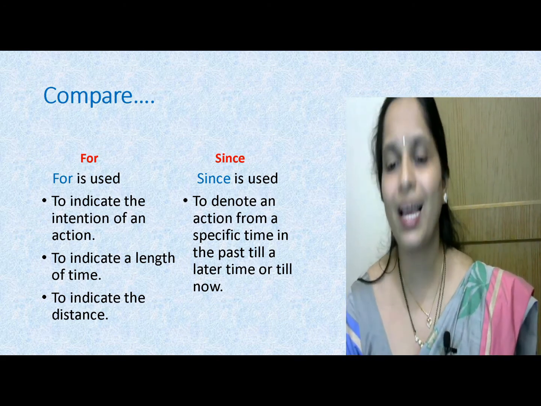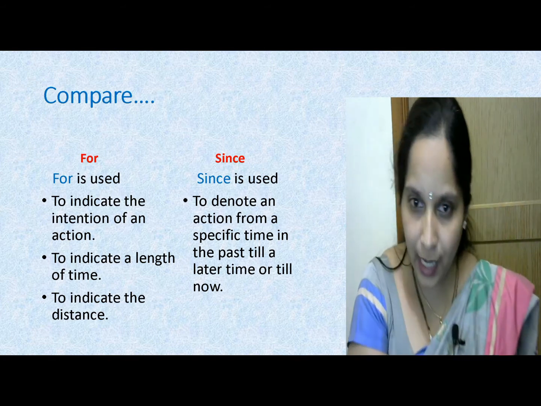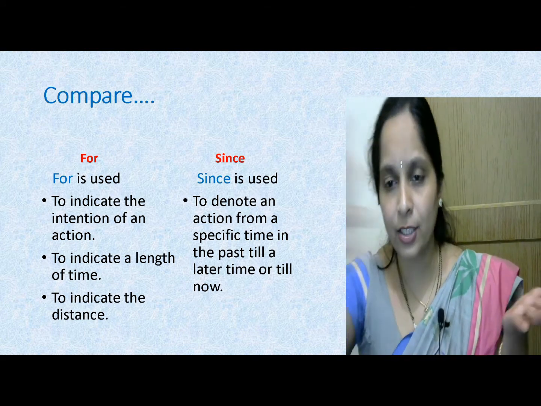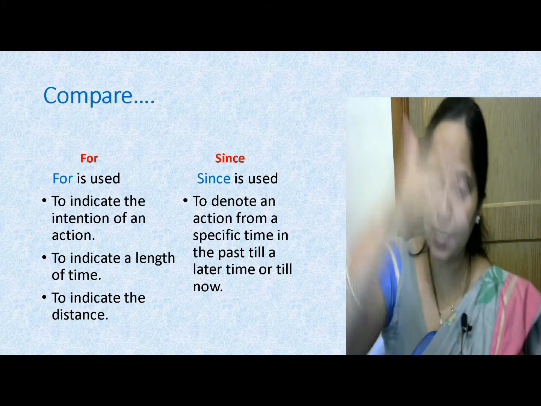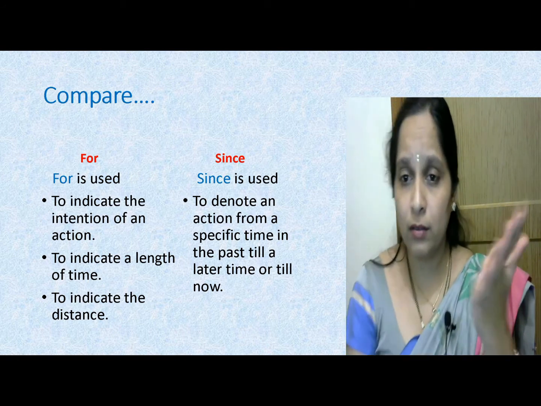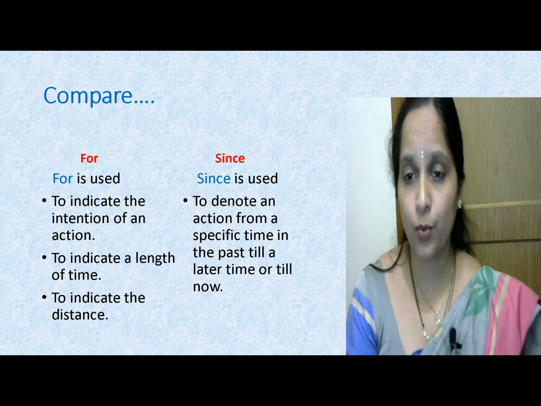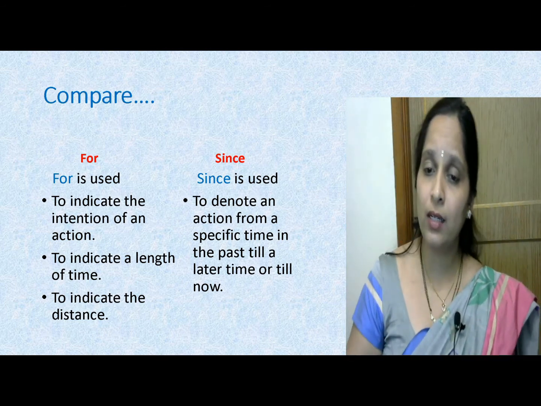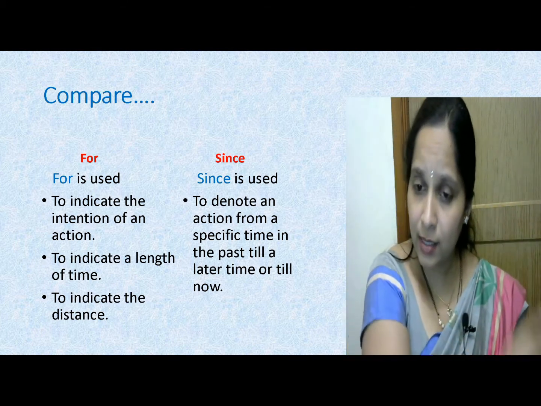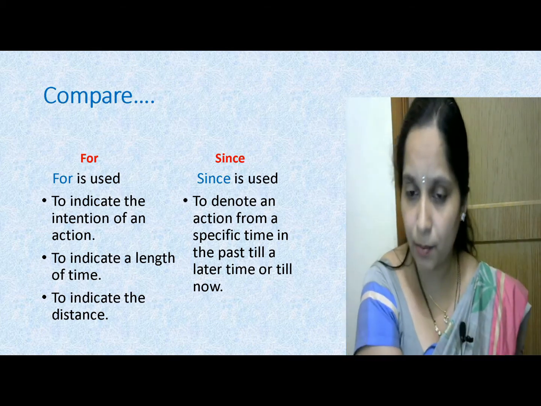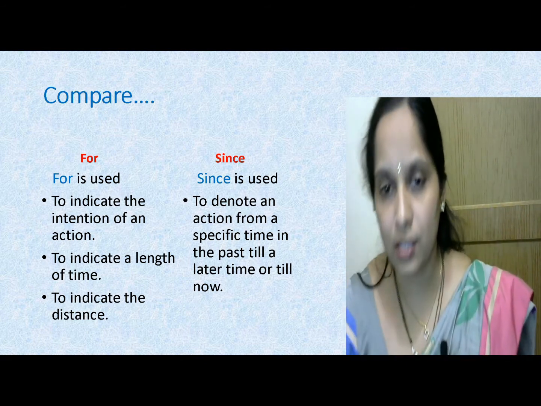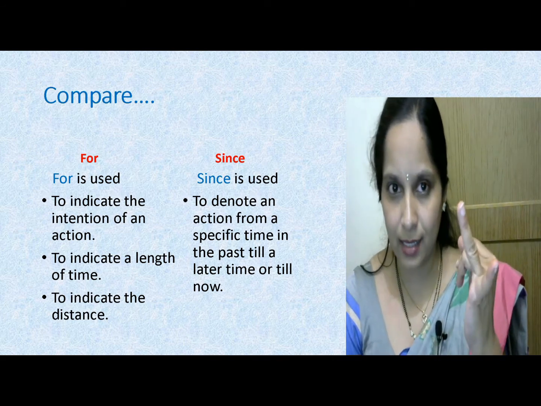Since is used to denote an action from a specific time in the past till now. It is continued. The action which started in the past is still going on. For example, I have got my exams next week and I'm studying since last week, since some time in the past. So it's going on and on and on. That is since for you. So for and since, guys.